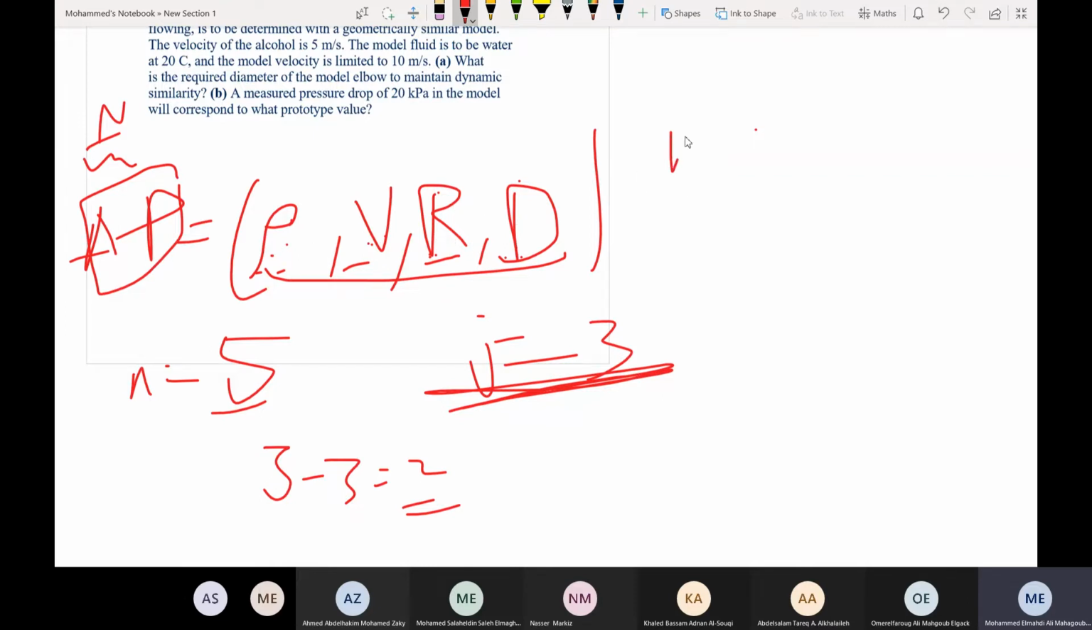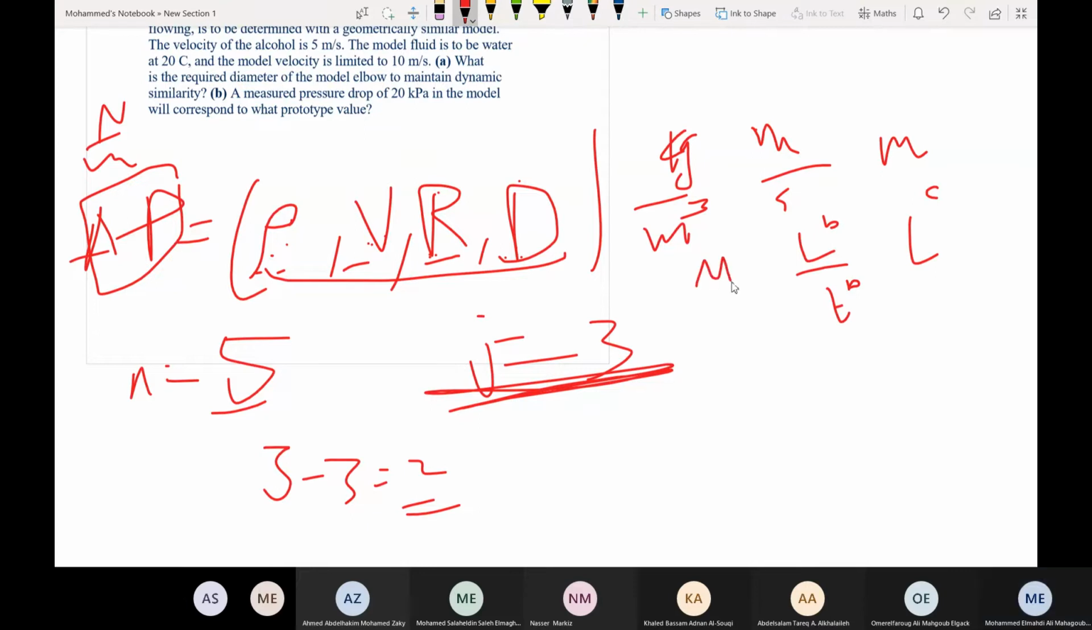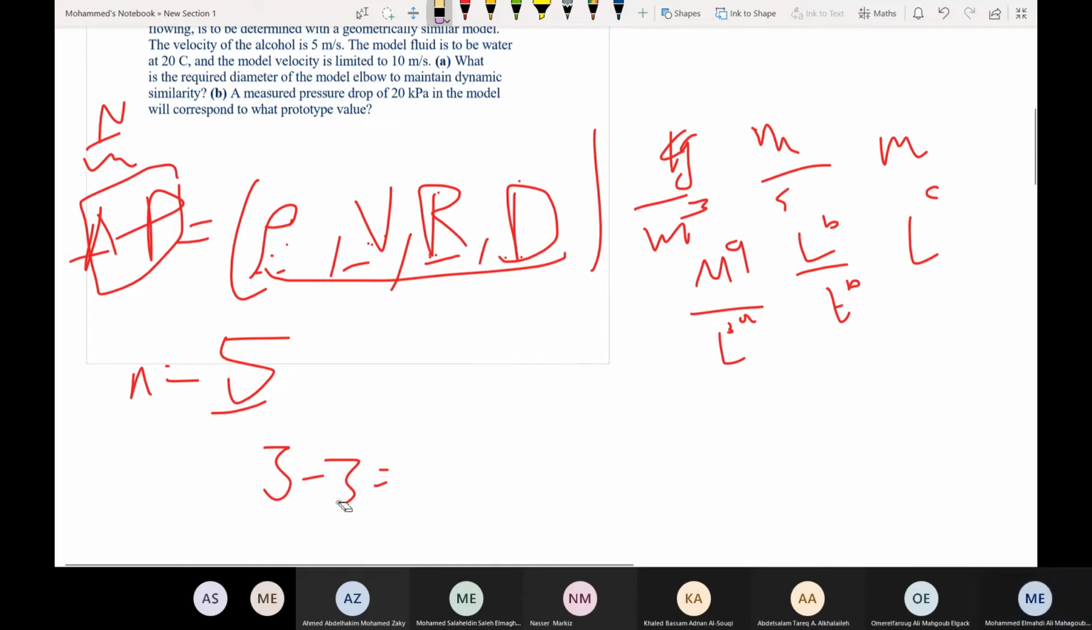Rho, which is kilogram per meter cubed, velocity, which is meters per second, and let's choose the R, which is meters. So this is L to the power C. This is L to the power B over T to the power B. And this is M to the power A over L to the power 3A. Don't forget the 3, it's already there. All of them multiplied, one time by delta P and one time by D.